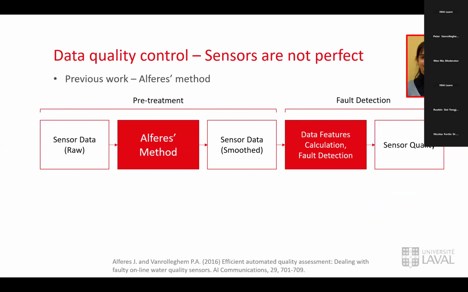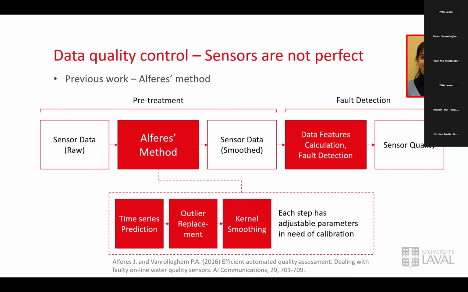Yanelsi Alferez, who was a postdoc with us for 4 years and is now the chair of the Modeling and Integrated Assessment Specialist Group of IWA, worked on a method to automatically detect faults. Her method, which we call internally the Alferez method, takes raw data, does some pre-treatment to remove outliers, and then goes on to fault detection to find out which sensor is wrong and which error exists. The part of the method in the red box on the left involves quite tricky things: time series prediction, outlier detection and replacement, and some smoothing.